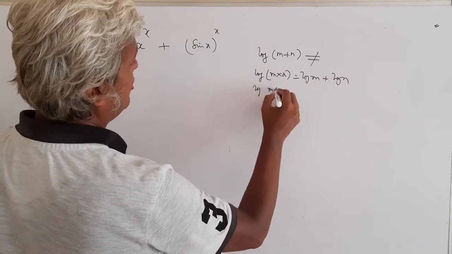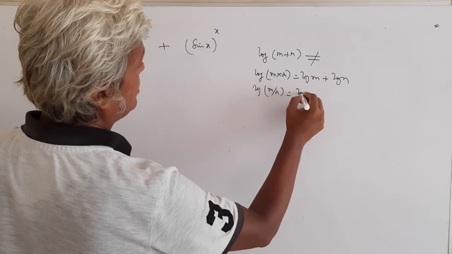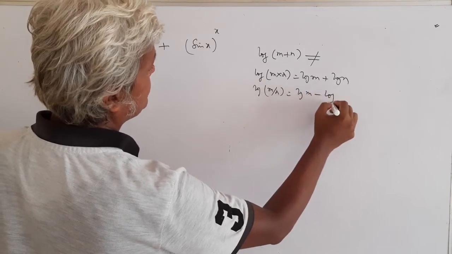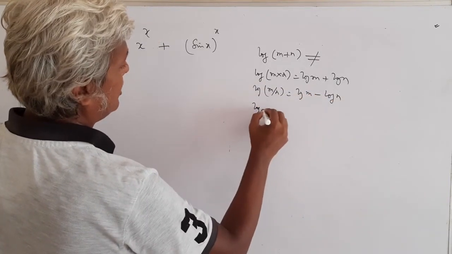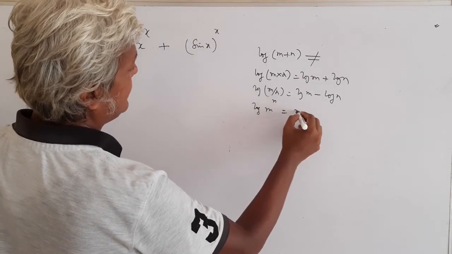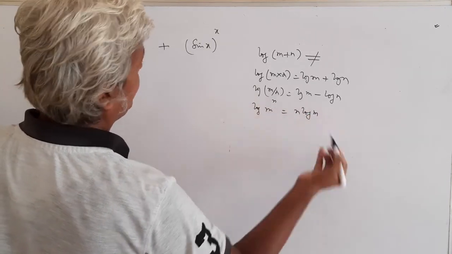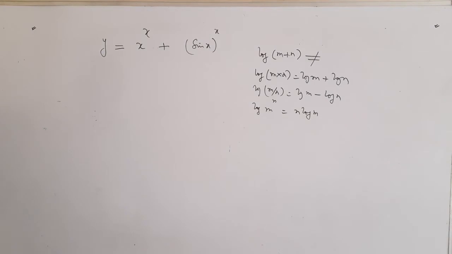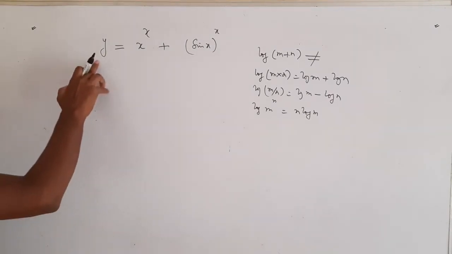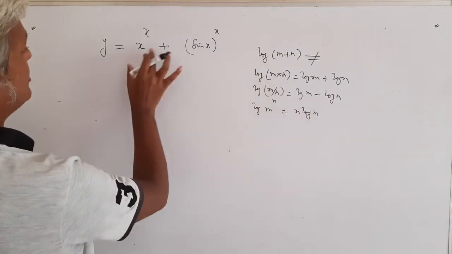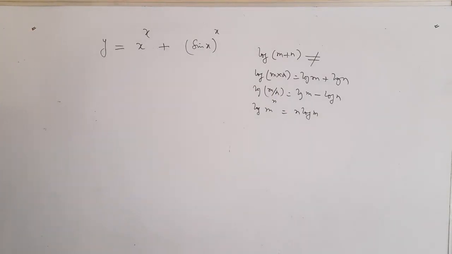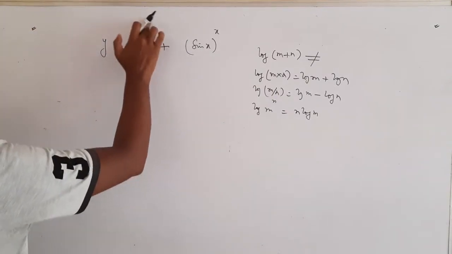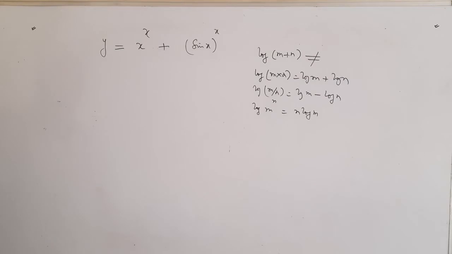Log of m over n is log m minus log n. Log of m to the power n is n log m. Only these three kinds of formulas we have. So even if I take the log here directly, I can never proceed, because for log of m plus n there is no such formula. And if you do not take the log, then you can never flatten this out and you can never have the proper answer.